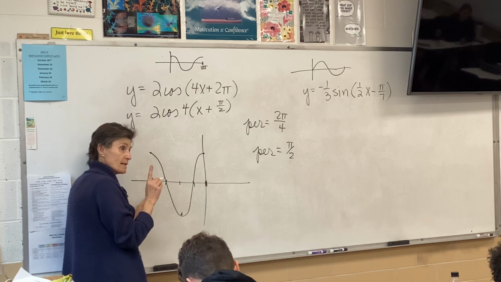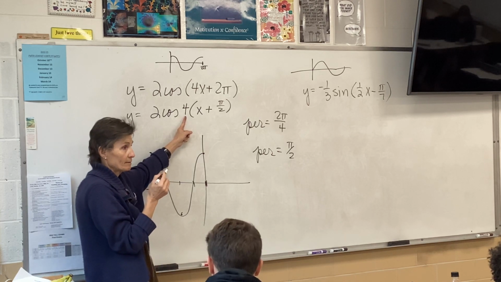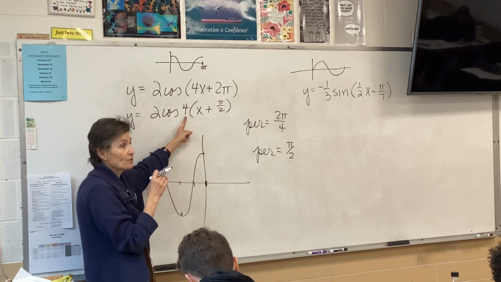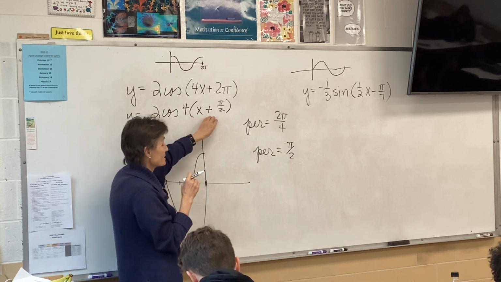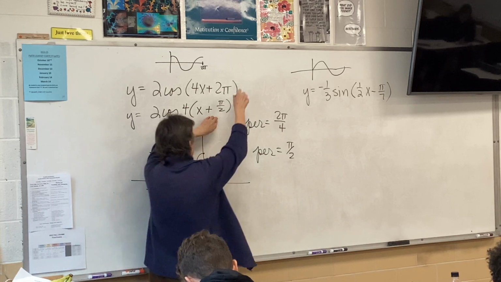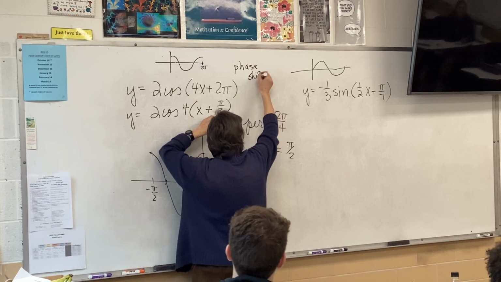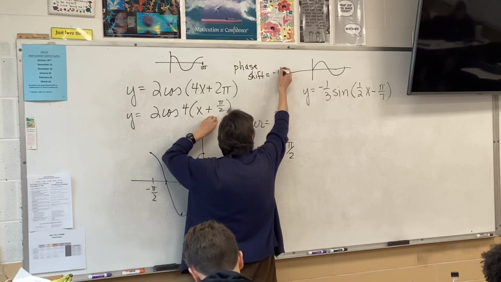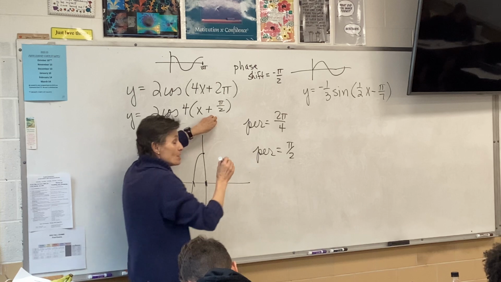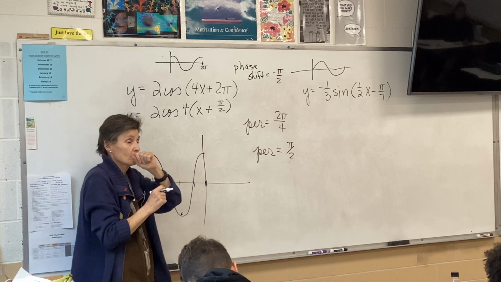So first thing I did, well, first I factored out this number. You always need to do that. If it's already factored out, great. If it's not, you need to factor it out. Then this tells you how your picture has been shifted. That is called the phase shift. So for this problem, the phase shift is negative pi over 2. Your picture has been backed up pi over 2.